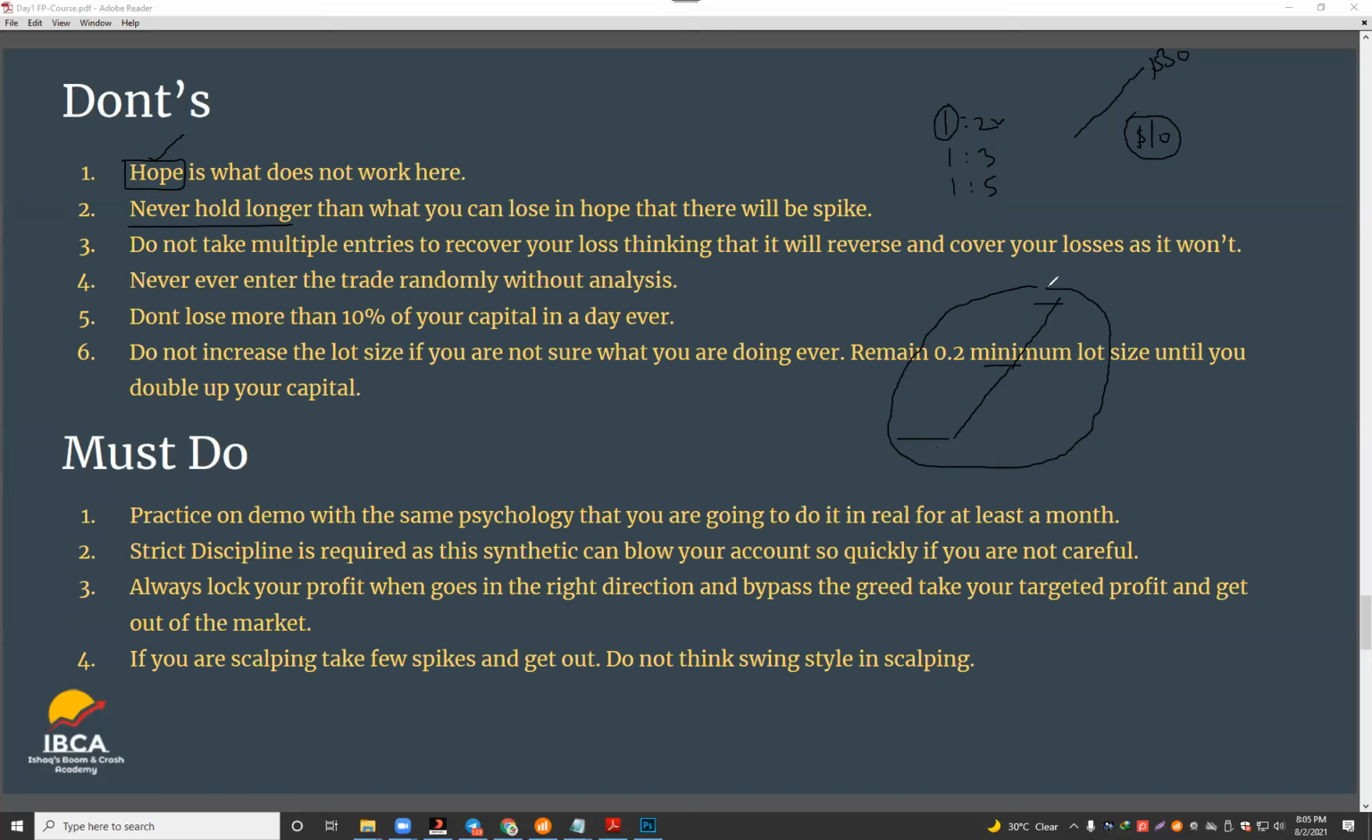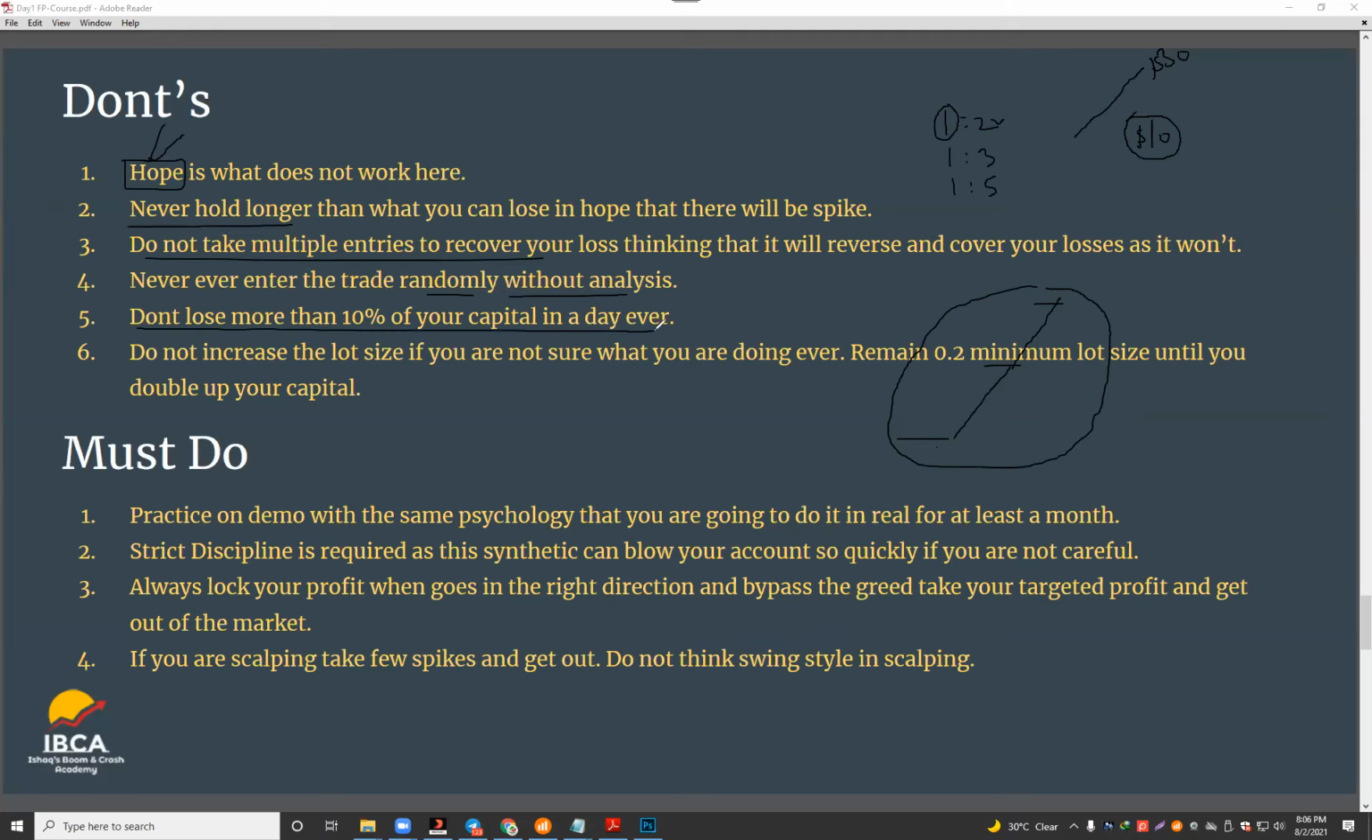We are not taking multiple entries. And don't think that these multiple entries will cover your losses. It will not cover your losses, it will increase your losses. So when you are placing one entry, don't place another entry in the sense that my loss will be covered because of the second entry. Don't do this. Never ever enter a trade randomly without analysis. If you are not analyzing and you are just hoping and entering the trade, don't enter. You will be trapped.